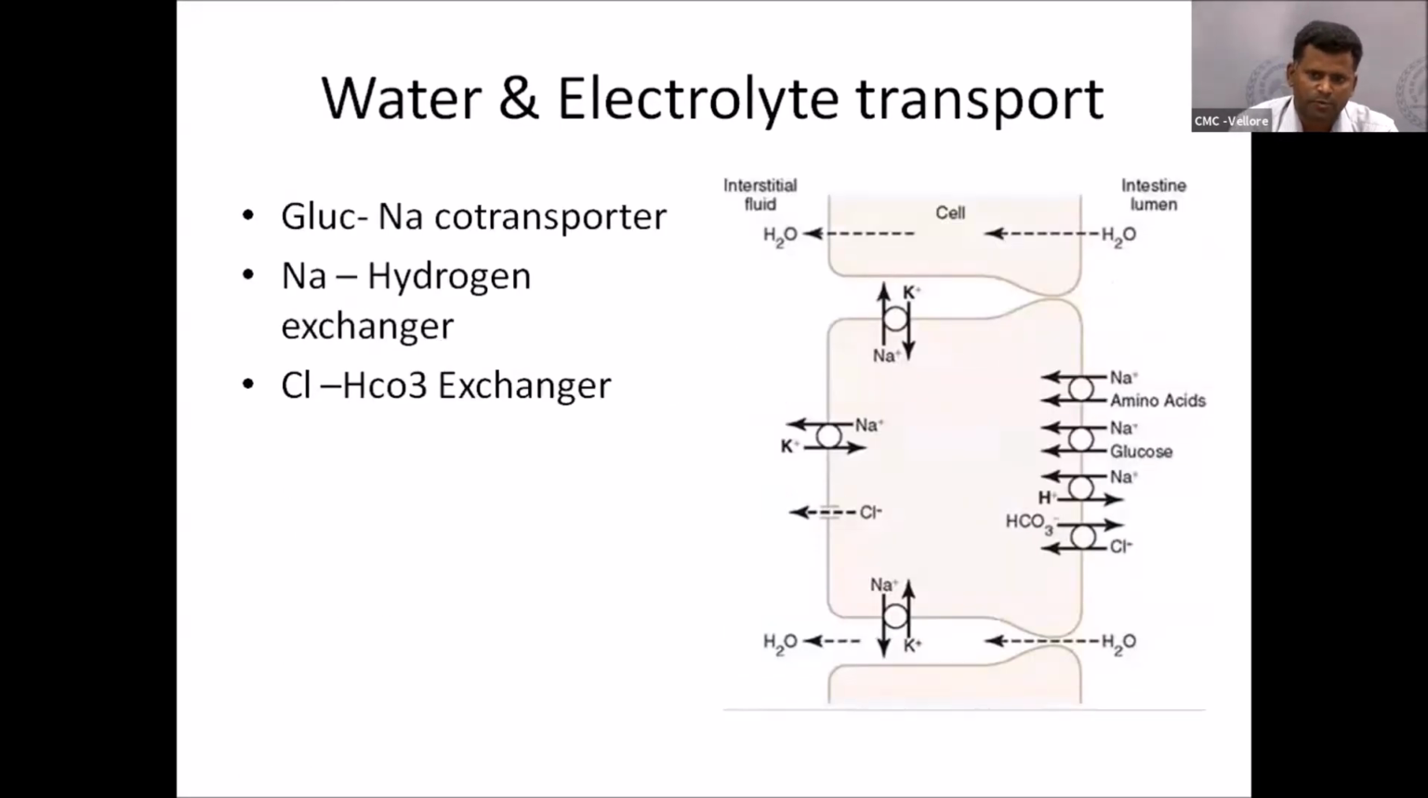The water and electrolyte transport depends on a few co-transporters and exchangers. Important ones are the sodium glucose co-transporter, the sodium hydrogen exchanger, and the chloride bicarbonate exchanger. These are all important for electrolyte and water absorption from the intestine into the interstitial fluid. Any problem here, like any mutation which affects this transport, will cause diarrhea, like congenital chloride diarrhea, congenital sodium diarrhea, and others. And this glucose-coupled sodium absorption is the important principle behind ORS.